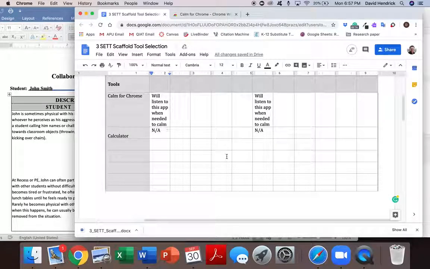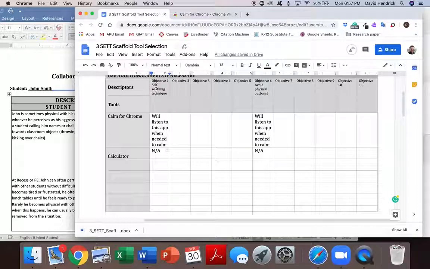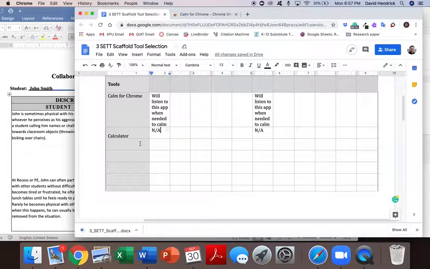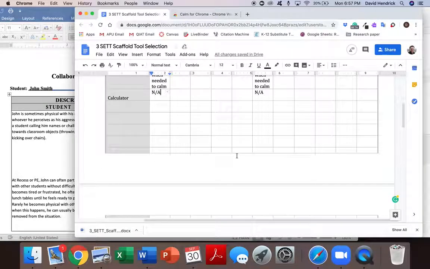And then we just fill out this entire grid. That's our mission for this first part: fill out all these objectives, begin to think of tools that would go along with each objective, and as this thing gets more and more filled out, we continue to get all these grids filled in.